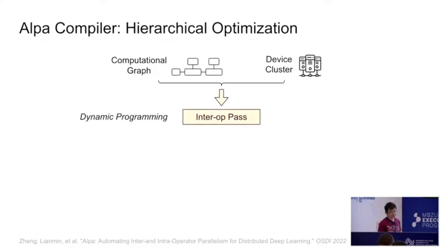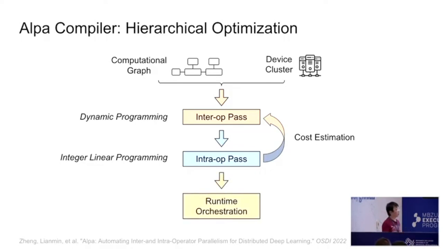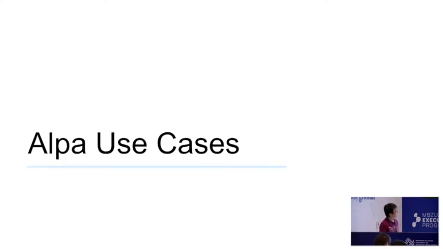The inter-operator pass finds the best inter-operator parallel strategy with a dynamic programming algorithm. And the intra-operator pass finds the best intra-operator parallel strategy using an integer linear programming algorithm. This optimization is also hierarchical, which means that the higher level pass will depend on the results of the lower level pass. And finally, the runtime orchestration pass will realize this parallel plan and actually execute that strategy in training. I skip a lot of details about how Alpa is built, but feel free to check out the page. That's a brief introduction about the technologies behind Alpa.